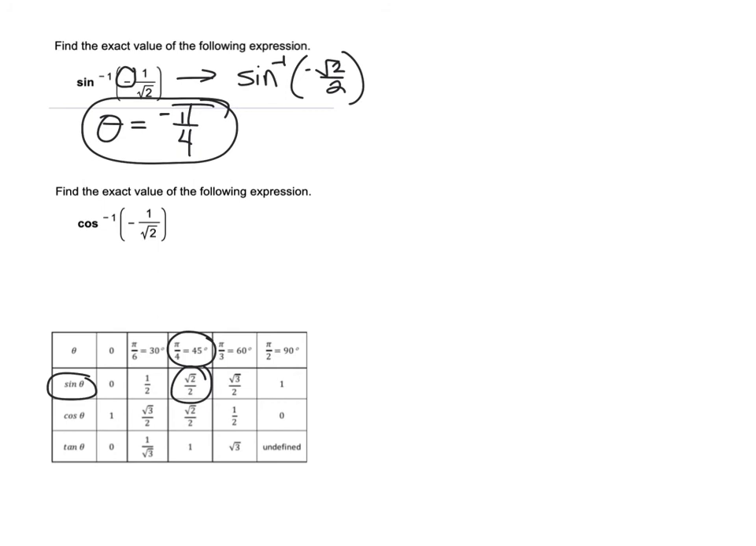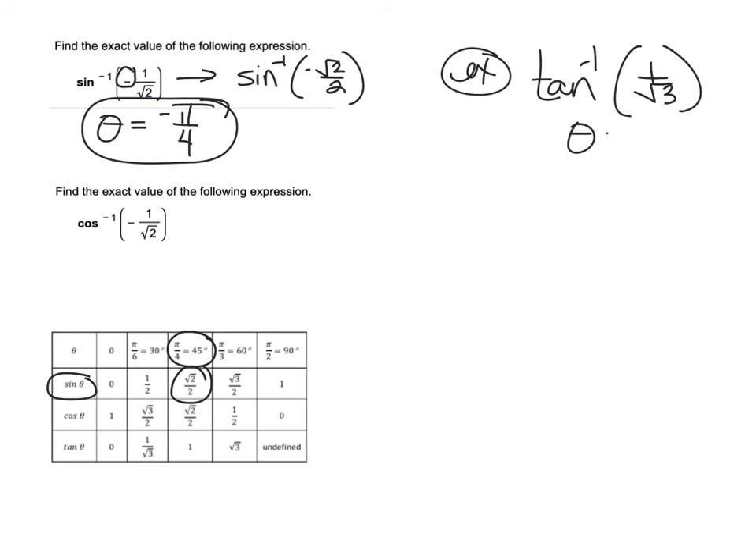The same thing works for tangent. So let's just do another example here. If I had inverse tangent of 1 over square root of 3, you just come over here and say, well, the tangent is 1 over square root of 3 at pi over 6. My reference angle is pi over 6. Since 1 over square root of 3 was positive, my angle is positive.